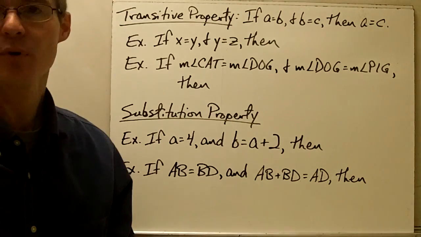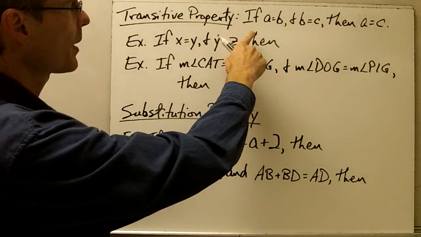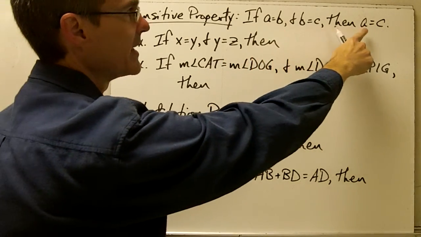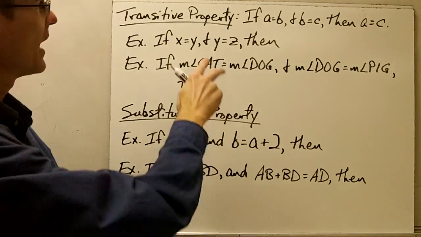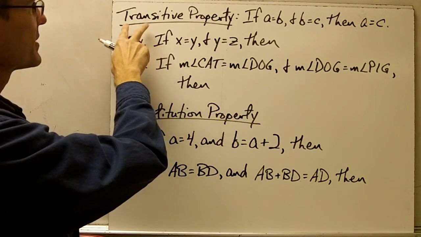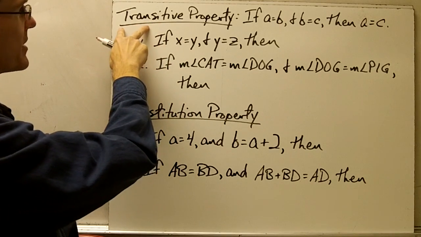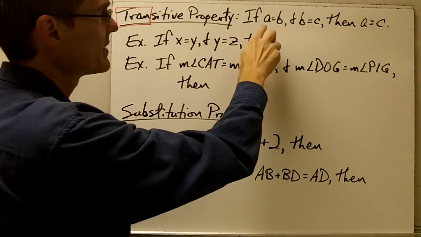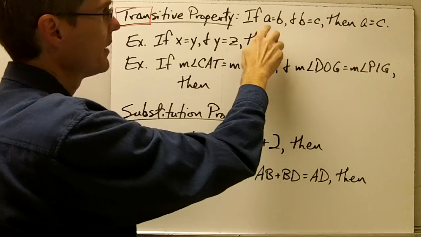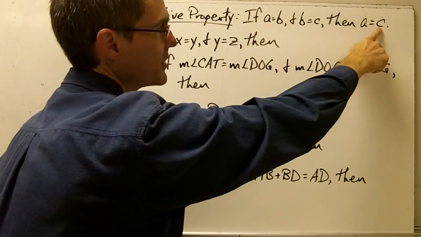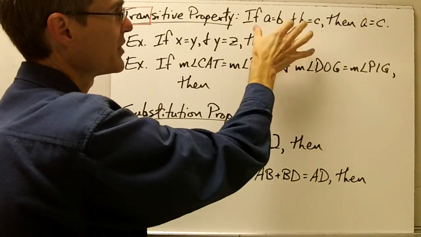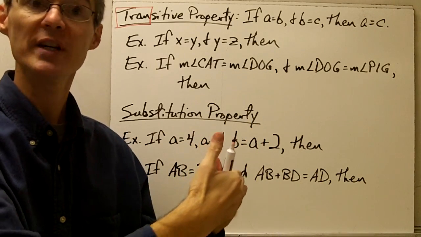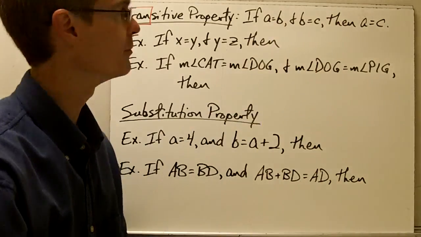The transitive property just says if A equals B and B equals C, then A equals C. And sometimes people think of the word transitive as being similar to the word train. If you think of these as being cars in a train, and this is the locomotive, then this is the caboose, and the transitive property just lets you take out all of the middle cars so that you can go straight from the locomotive to the caboose.